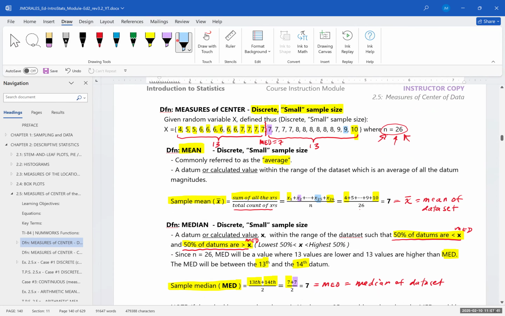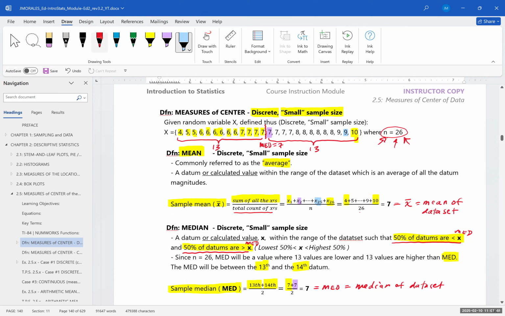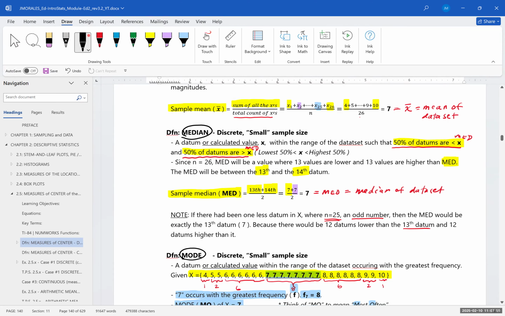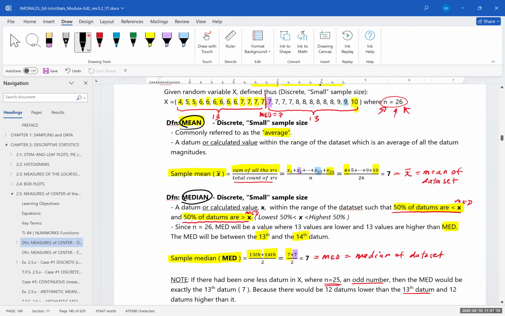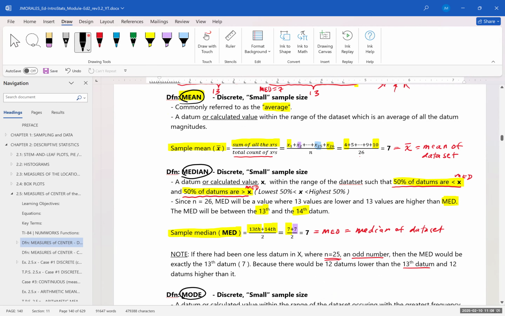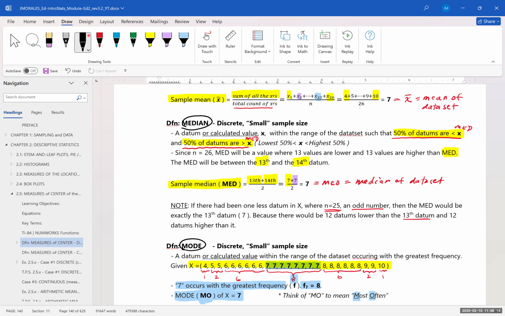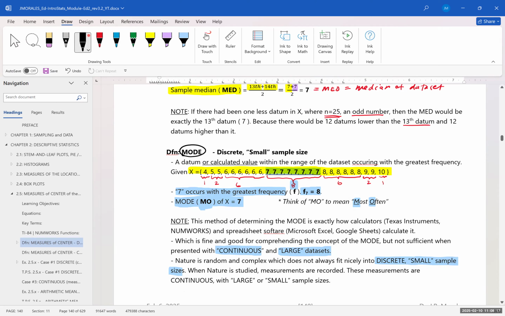We have these three measures of center: the mean, median, and the mode. The mean is the average value of all of the datums in a data set. The median is the value within the range of the data set where half of the values are greater and half of the values are smaller. And the mode is the datum in the data set with the highest frequency.